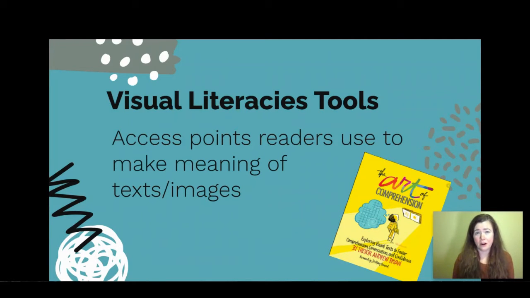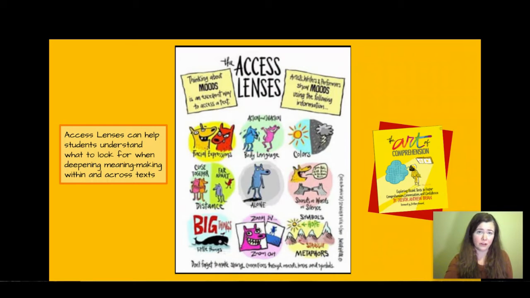Trevor Bryan's book, The Art of Comprehension, provides a terrific framework to evoke what he refers to as visual literacy access lenses. I have found this visual to be very helpful and accessible in classroom use. Take a minute to look at ways that Mr. Bryan organizes himself around visual literacies and ways we can think about how we can access these lenses as we read in schools and beyond. These access lenses can help our students understand what to look for when deepening their meaning-making skills within and across texts.